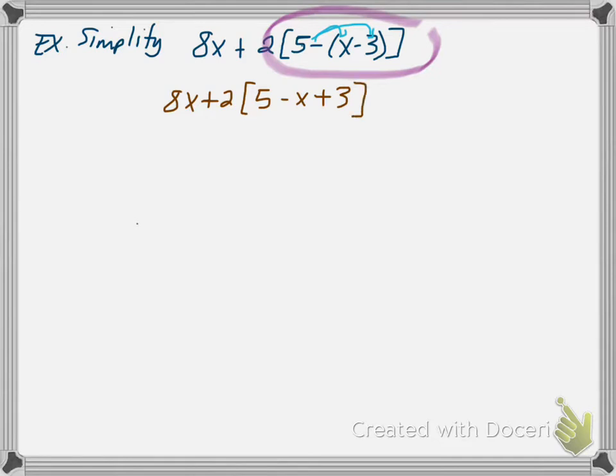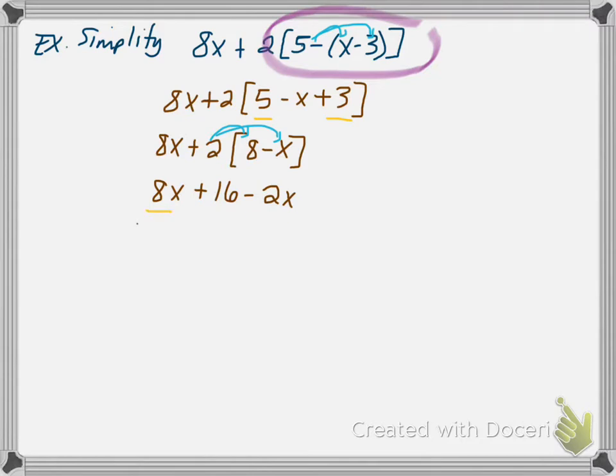Now, I'm going to look inside of those brackets, and I'm going to see, can I combine anything? By looking at it, I could see that 5 and 3 could be combined. So everything stays the same, the only thing is I'm working with the inside. That becomes 8 minus x. Once again, brackets are the same thing as a parenthesis. So now I have to distribute that 2. The 8x, I still haven't done anything to it. It comes down. 2 times 8 is 16. And 2 times a negative x is a negative 2x. So now I want to combine like terms. The only terms that I can combine are the 8x and the negative 2x, giving me a 6x plus 16. So this is the end of this.